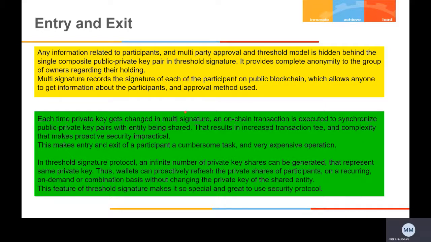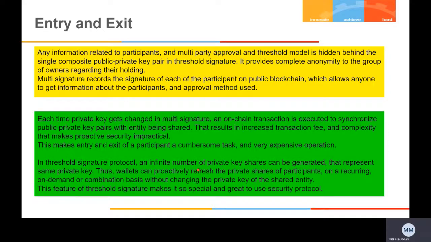And about the security, each time the private key gets changed in the multi-signature protocol, an on-chain transaction needs to be executed on top of the original transaction being done, and this results in increased transaction fees and complexity, and that makes proactive security impractical, and this makes the entry and exit of any participant a cumbersome and very expensive operation. But in the case of threshold signature, according to mathematics, for the same private key, we can generate an infinite number of private key share combinations.